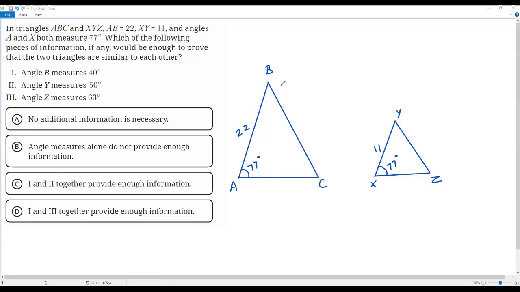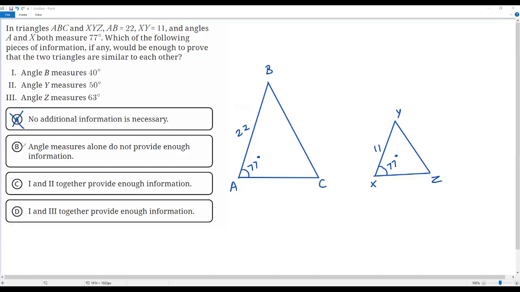Okay, if I knew the lengths of two sides of the first triangle and two sides of the second triangle, I could check whether they are proportional. If the corresponding sides are proportional, I can say the two triangles are similar, but I have the length of only one side in each triangle. So with the existing information, I won't be able to prove that the two triangles are similar. So we can reject option A, because option A says no additional information is necessary, but we need additional information to prove that the two triangles are similar.